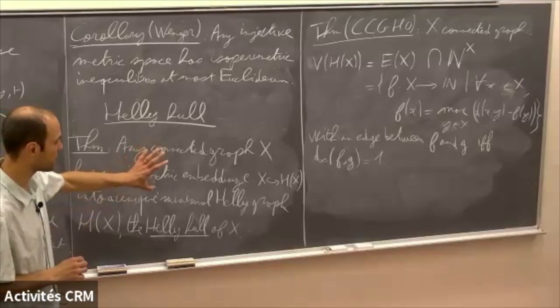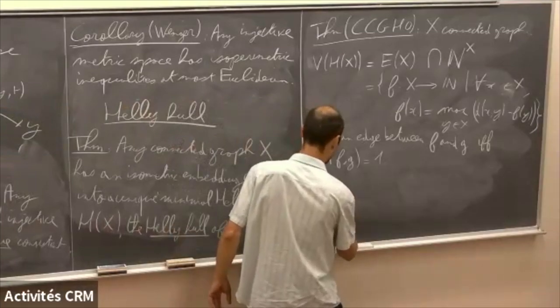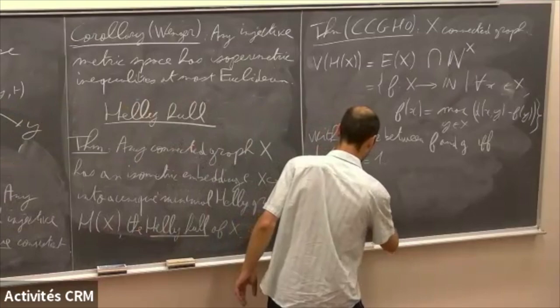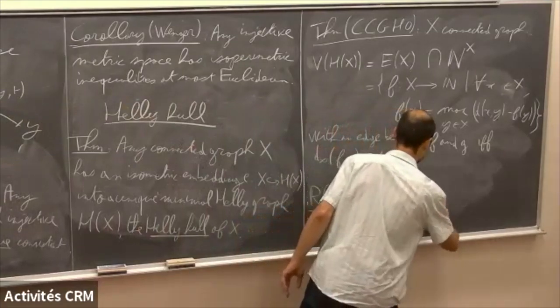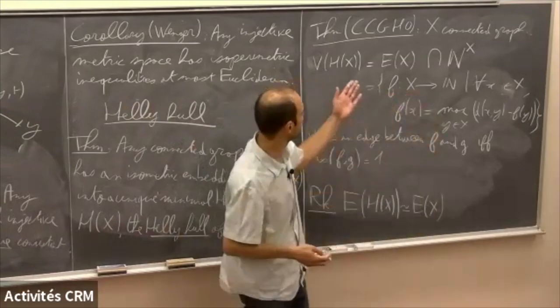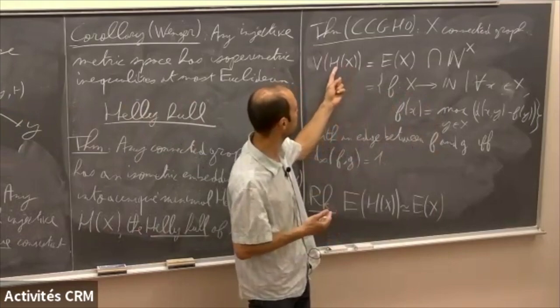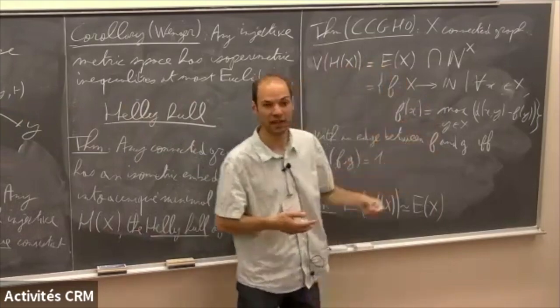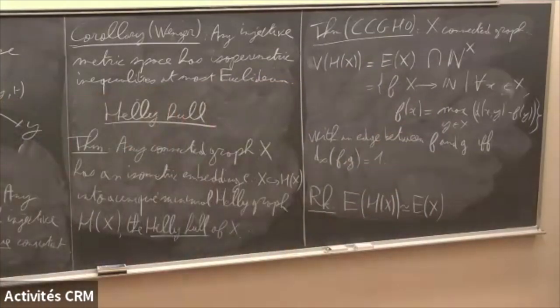Just before giving an example, I also make a remark. If you take the injective hull of the Helly hull, it's naturally isometric to the injective hull of the graph, because the graph X fits isometrically inside H of X, which fits isometrically inside the injective hull of X. So by uniqueness. And this is a useful remark, in fact. So I will now do an example of such a Helly hull, unless you have questions.